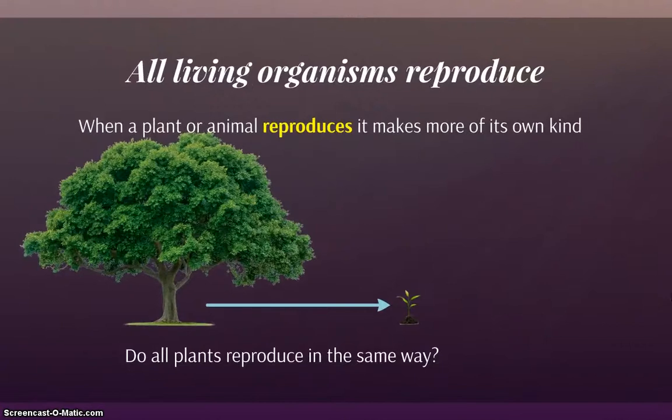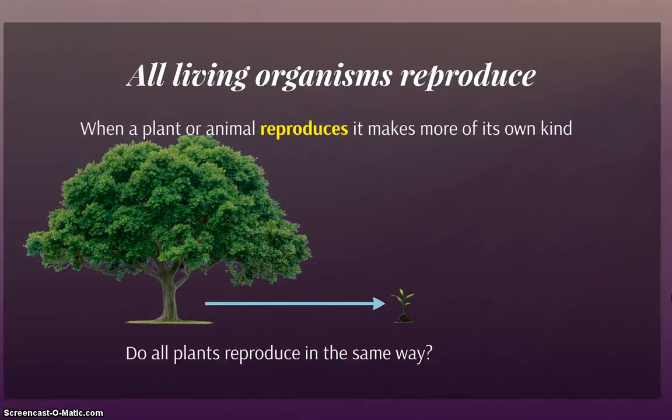Now, all living things need to reproduce, and when we say that, we're talking about when plants or animals make more of their own kind. So that big tree is going to make another big tree, but how does it do that? It starts off as something small. How do plants reproduce, and do all plants reproduce the same way?